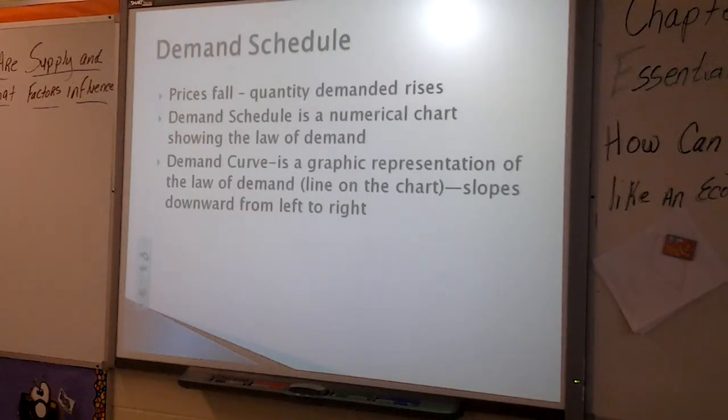Demand schedule is a numerical chart showing the law of demand. At $1 they'll buy 10, at $2 they'll buy 8, at $3 they'll buy 5. So what you're going to do is have some sort of chart, and then graph that chart. It will show you the demand curve, what the demand is doing. The demand curve always slopes downward from left to right.